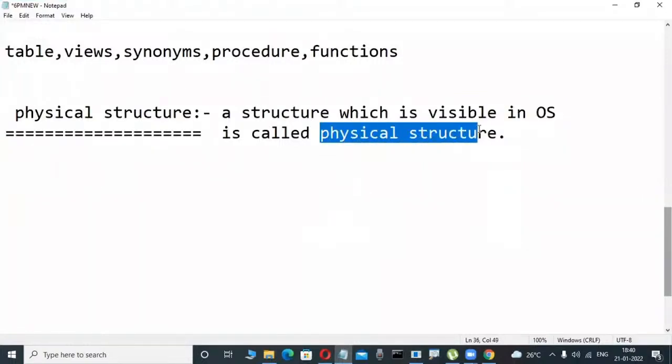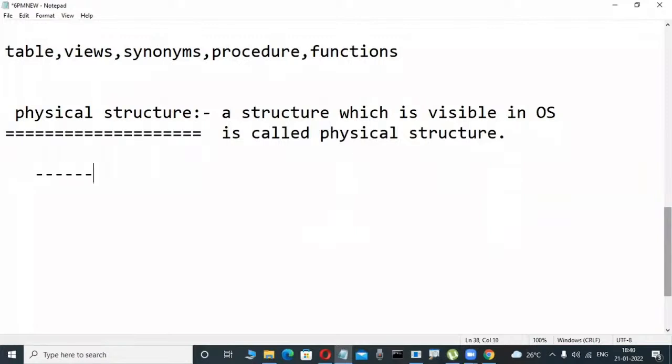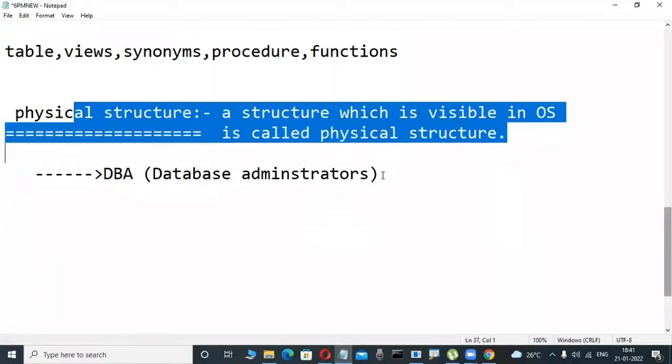But the physical structure, you and I are not working in it. Some different type of persons are working in it. Who are they? DBA, database administrators. In project side, some other type of persons are there in the database. Those database administrators only work in the physical structure.